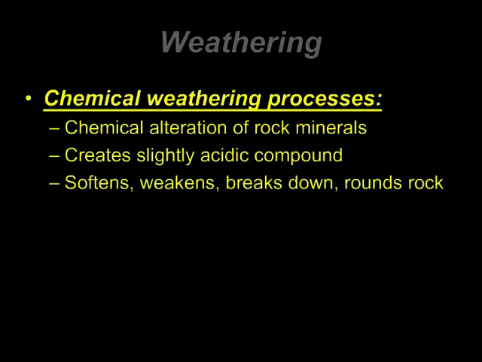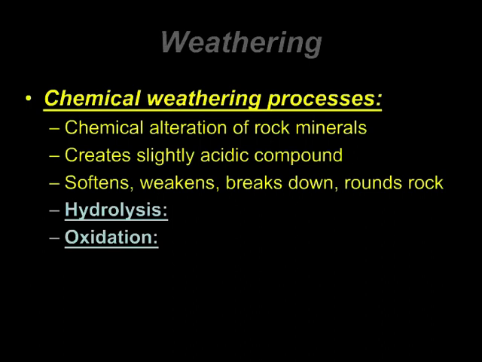But the main idea here is over time, chemical weathering processes soften, weaken, break down, and essentially round down underlying rocks. Physical weathering is typically associated with sharp angular fragments as far as what they break down into. Here we're going to see more of a rounding down as far as our various rock objects. There's two examples, hydrolysis and oxidation.